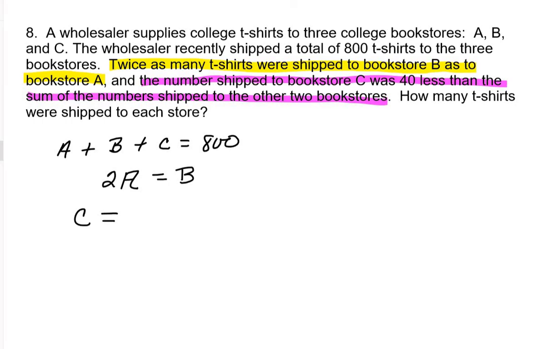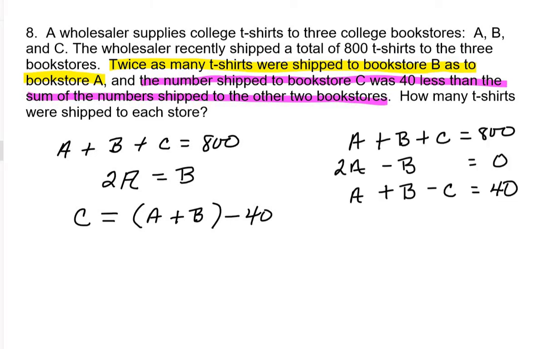Okay, 40 less than, that means I'm subtracting 40 from something, and I'm subtracting it from a sum. So sum is the answer to an addition problem. So I have to be sure that I get that answer and then subtract the 40. Well, the sum of what? The sum of the other 2 stores. So the sum of A and B. So those are my 3 equations. I need to rearrange them so they're all in standard form. Now you may have arranged these a little bit different, so you have negatives where I have positives, but that's okay. Those are my 3 equations, so I can set up my matrix.